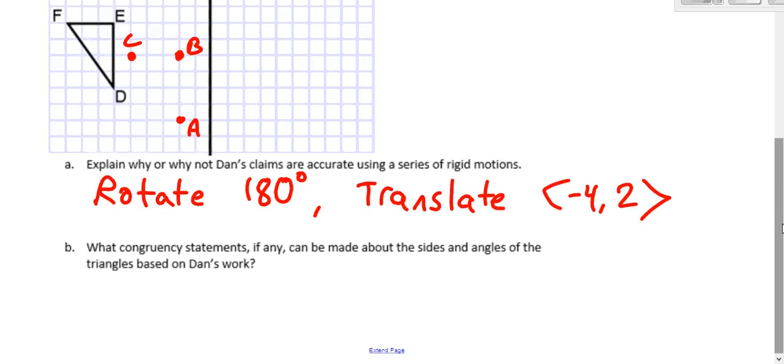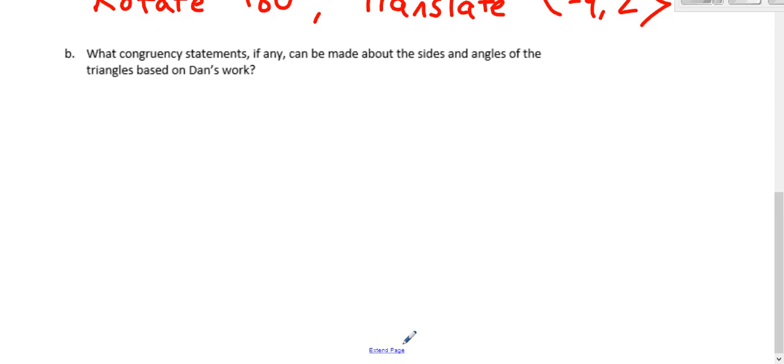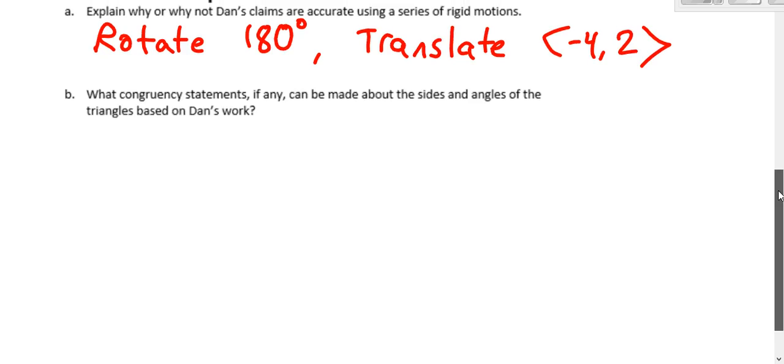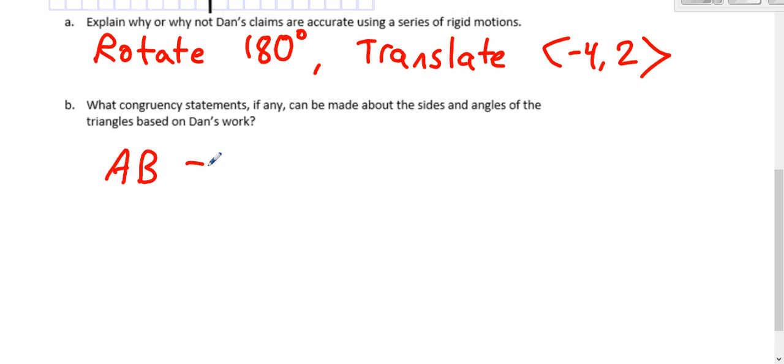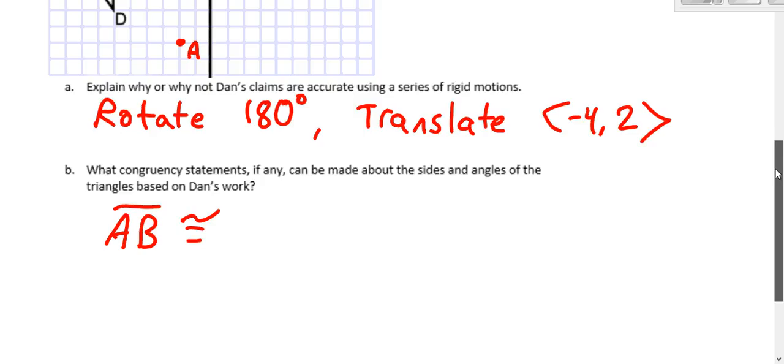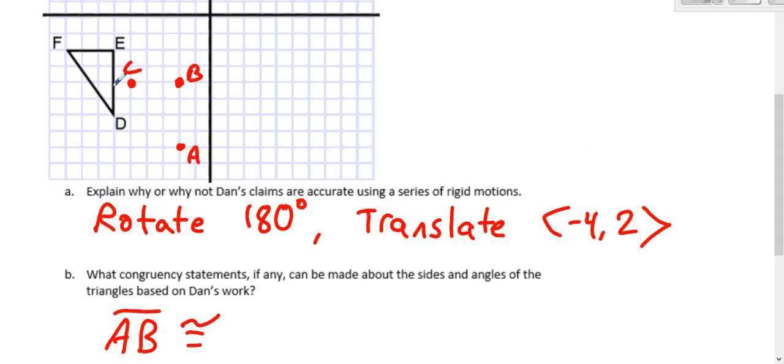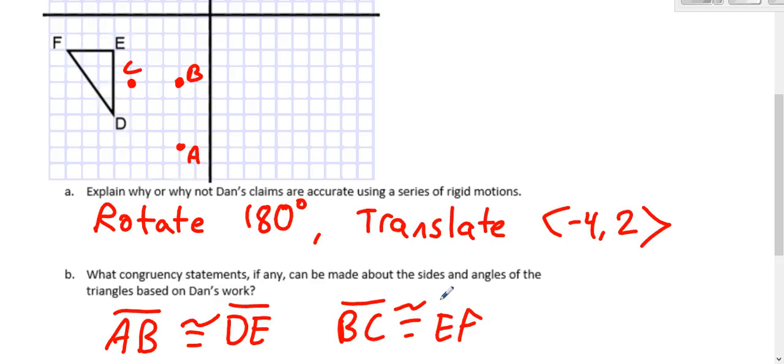Now, what congruency statements can be made? All 3 sides are congruent to all 3 sides, and all 3 angles are congruent to all 3 angles. So you can say that side AB will be congruent to DE. The other sides that work out would be side BC, that would match up with EF. And then the last sides would be AC with DF.